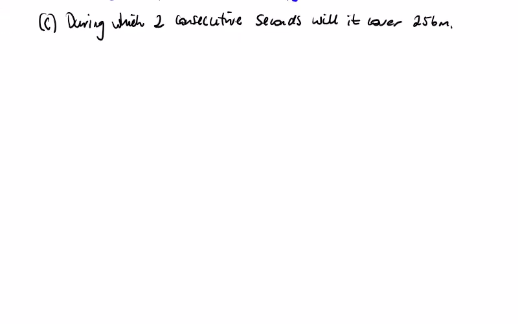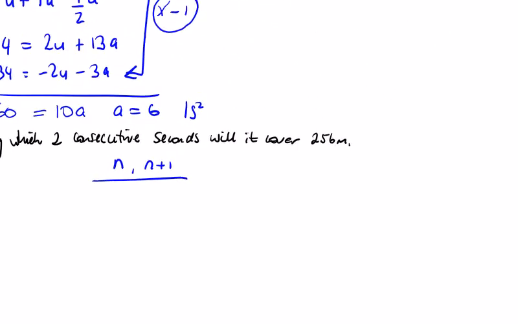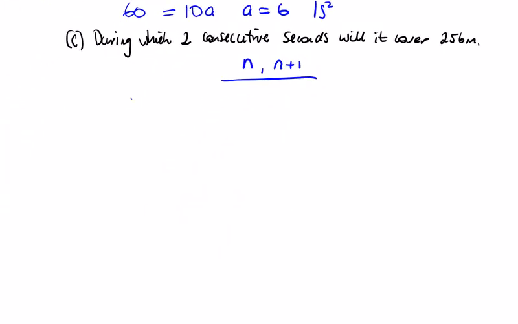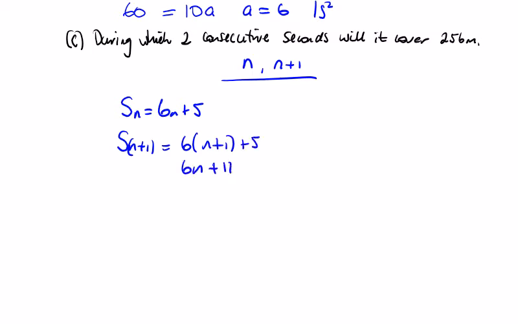In part C, we're asked during which 2 consecutive seconds will it cover 256. Well, this is going to be n, and the next one will be n plus 1. And that's why we simplified this one down. What do we get? Sn is equal to 6n plus 5. So Sn plus 1 is going to be 6 times n plus 1 plus 5, which is 6n plus 6 plus 5, 6n plus 11.